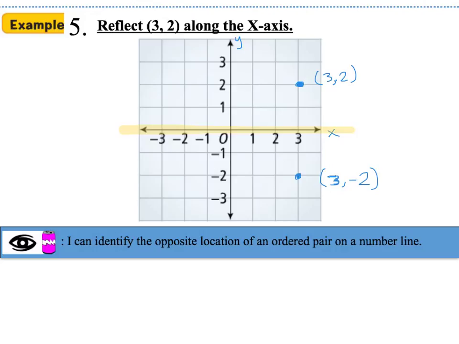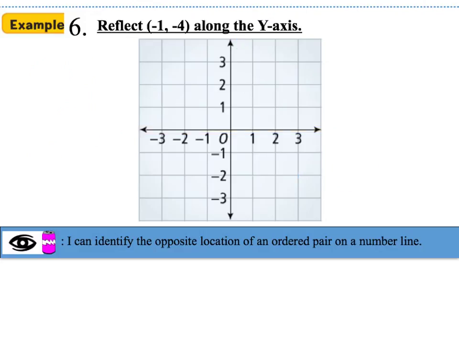So let's go ahead and analyze the information that they're giving us. We know that the first ordered pair they gave us was 3, positive 2. And the second ordered pair that we have now is the reflection, which is 3, negative 2. Notice when you reflect along the x-axis, the x-coordinates stayed the same. And when we reflect over the x-axis, our y-coordinates become the opposite. So that's what happens when you reflect over the x-axis.